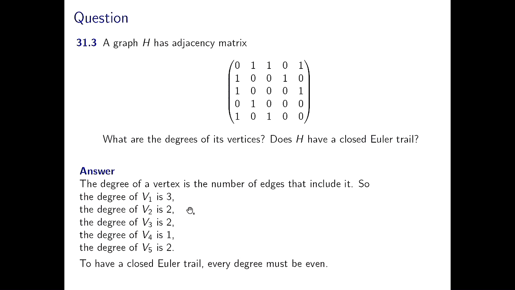Of course, even if they were all even, you'd still have to think, must this be connected, before you decided that it did have a closed Euler trail.